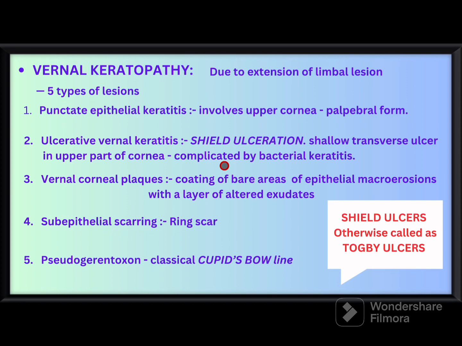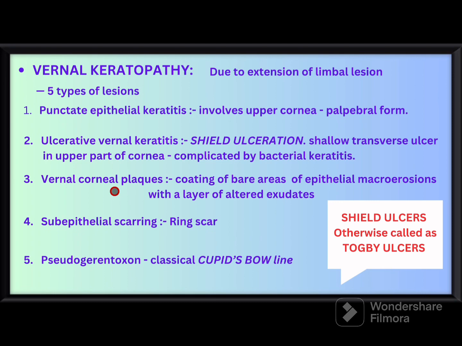Okay, so is it a serious problem? Yes, it is a serious problem. Why? Because it is complicated by bacterial keratitis. Okay, so the third type of lesion is vernal corneal plaques. Why does this happen? It results from coating of bare areas of epithelial macro erosions with a layer of altered exudates, right?